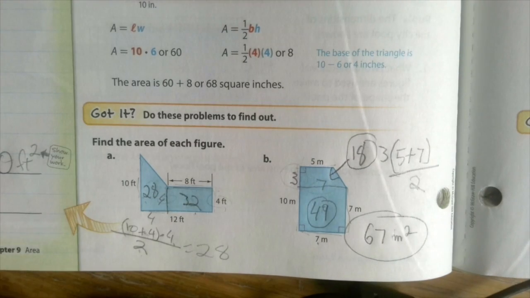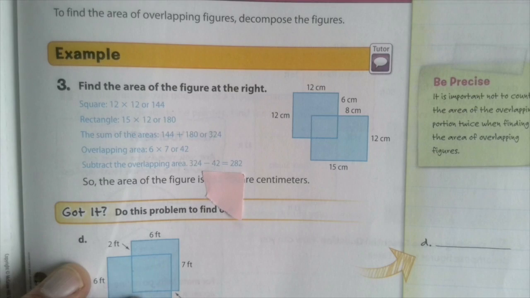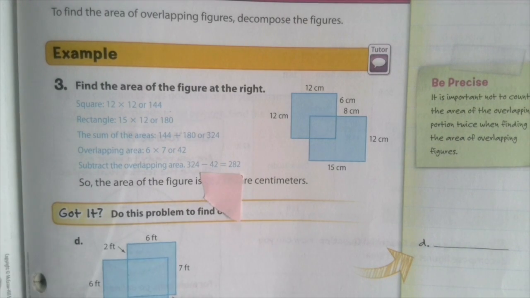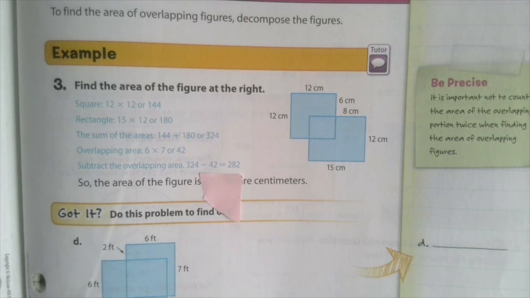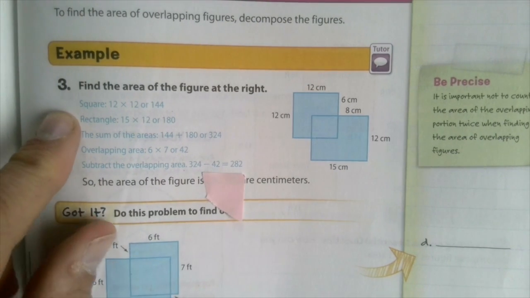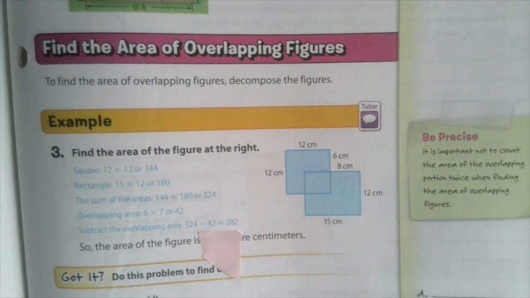Got it? Great. Okay. So, cool. Okay, so let's go to the next page, page 719. And we're going to look at example 3, which says, finding the area of overlapping figures.